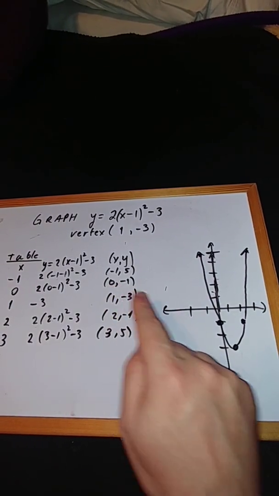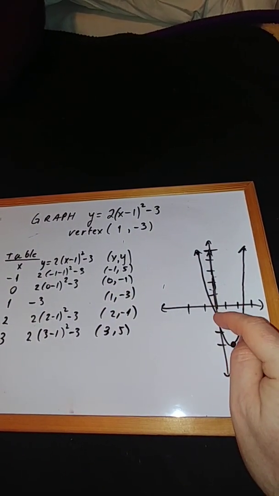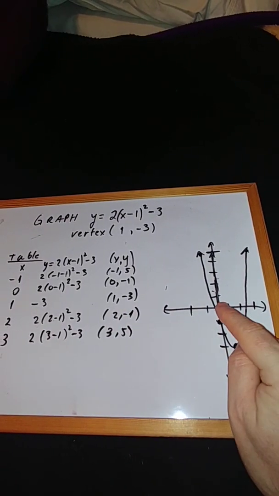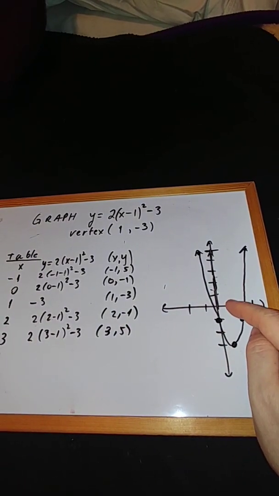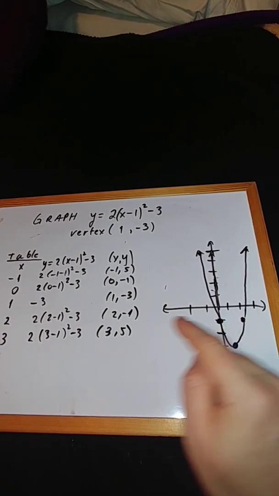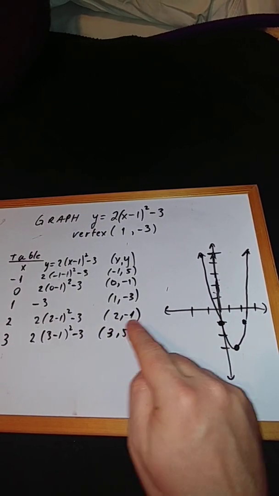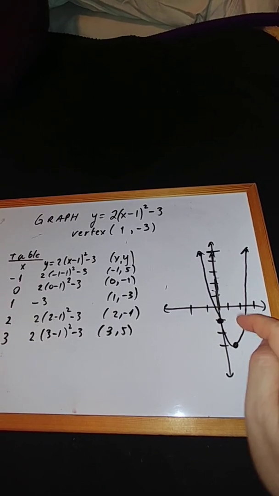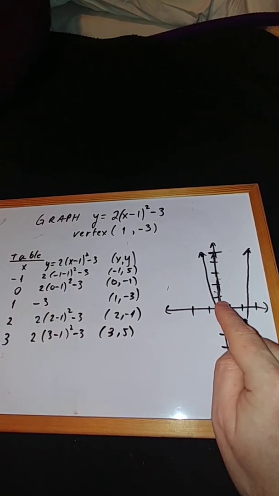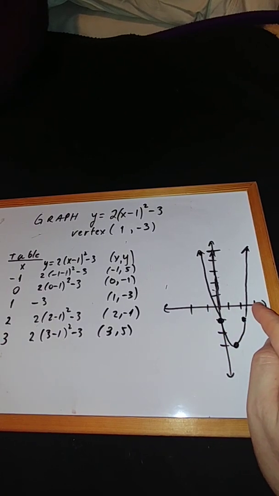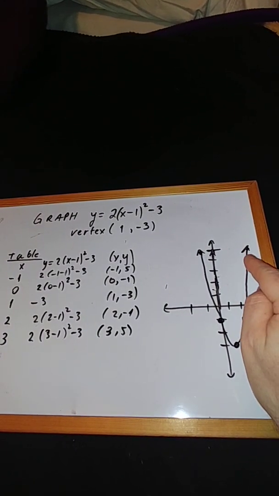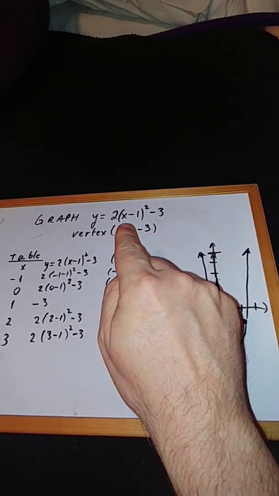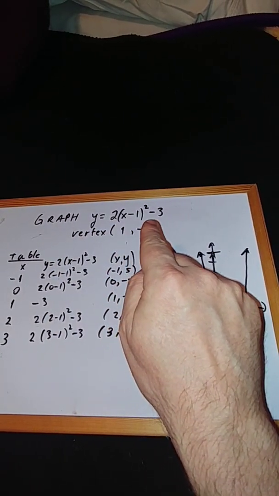To plot (0, -1), you start at the origin, go 1 unit down. For (1, -3), you start at the origin, go 1 across, 3 down. (2, -1) will be 2 to your right, 1 unit down. And lastly, (3, 5) is 3 units to the right and 5 units up. And that's how you graph y equals 2(x minus 1)² minus 3.